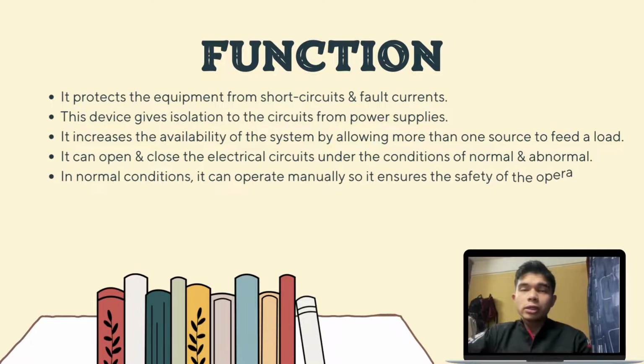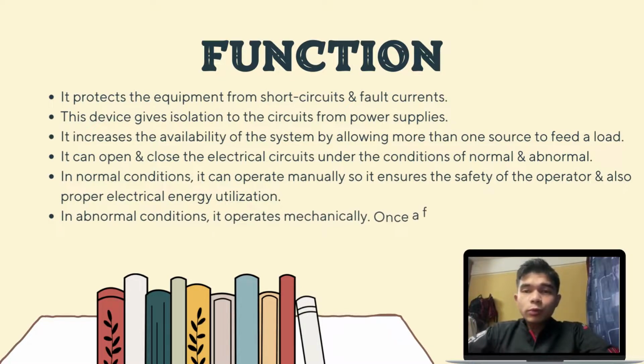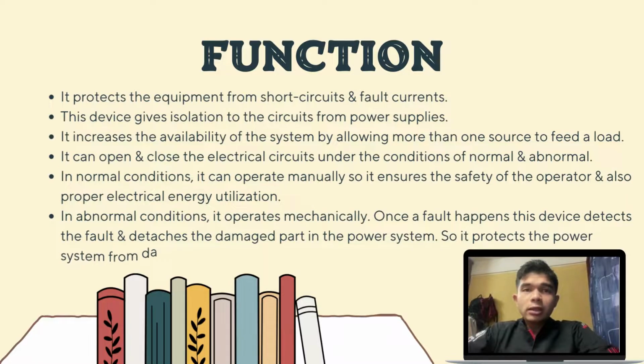In normal condition, it can operate manually, so it ensures the safety of the operator and also proper electrical energy utilization. In abnormal conditions, it operates automatically. Once a fault happens, this device detects the fault and detaches the damaged part in the power system, so it protects the power system from damage.